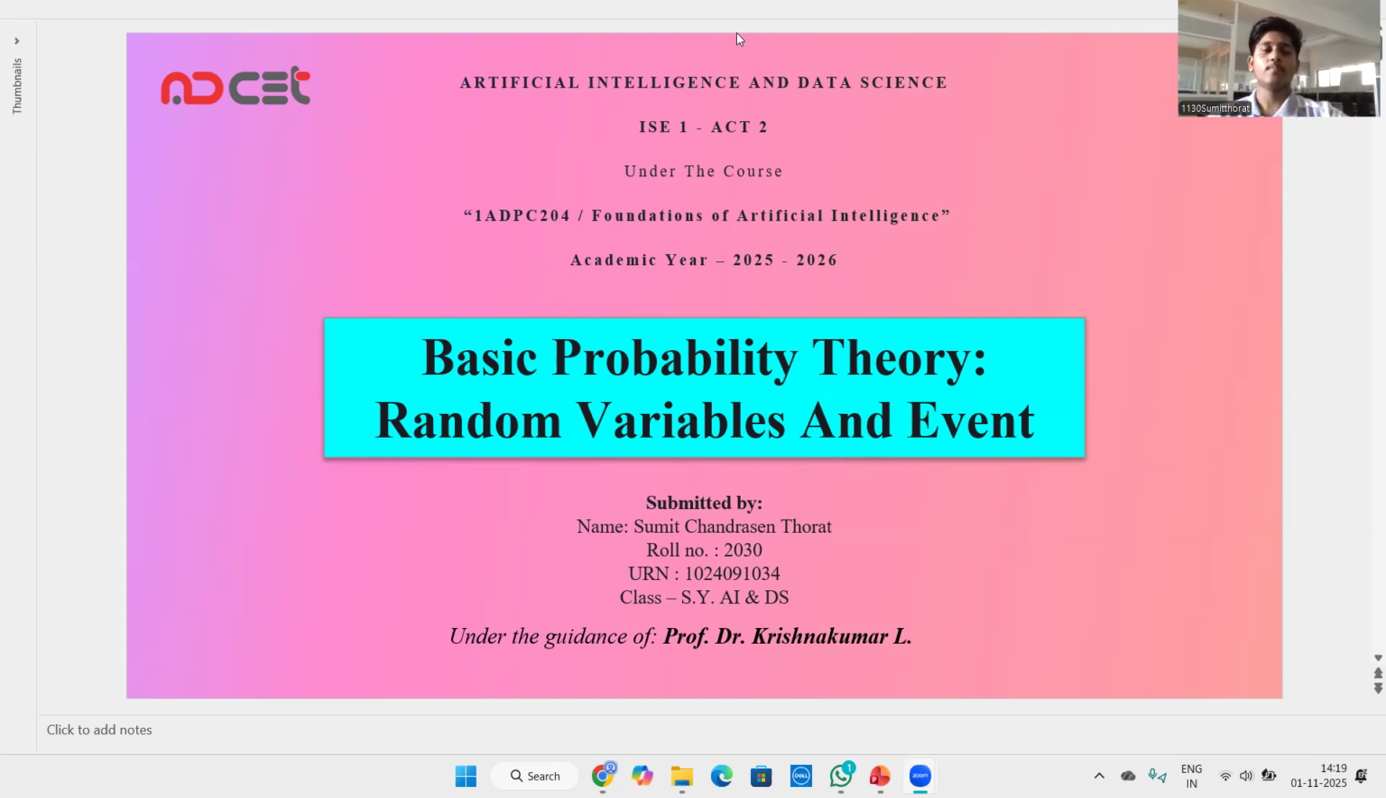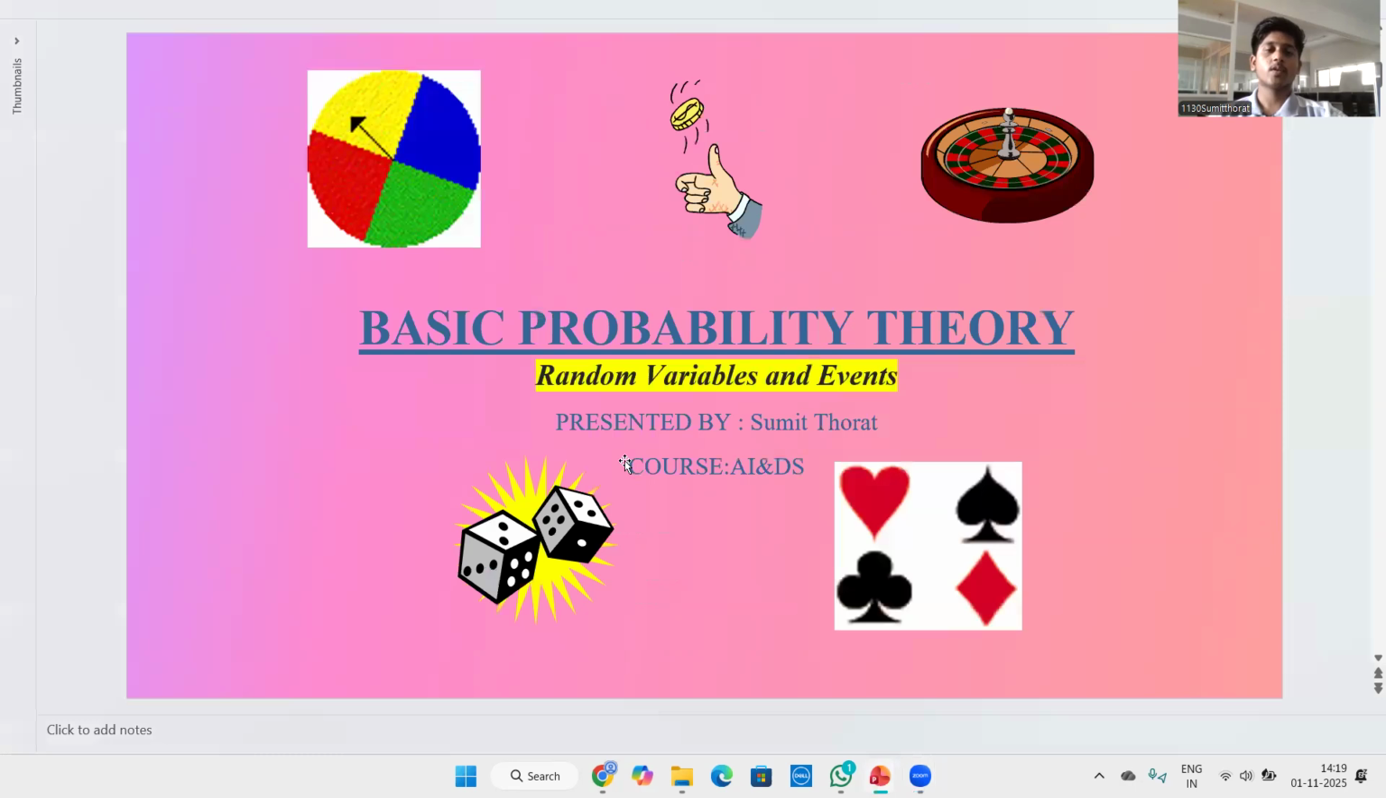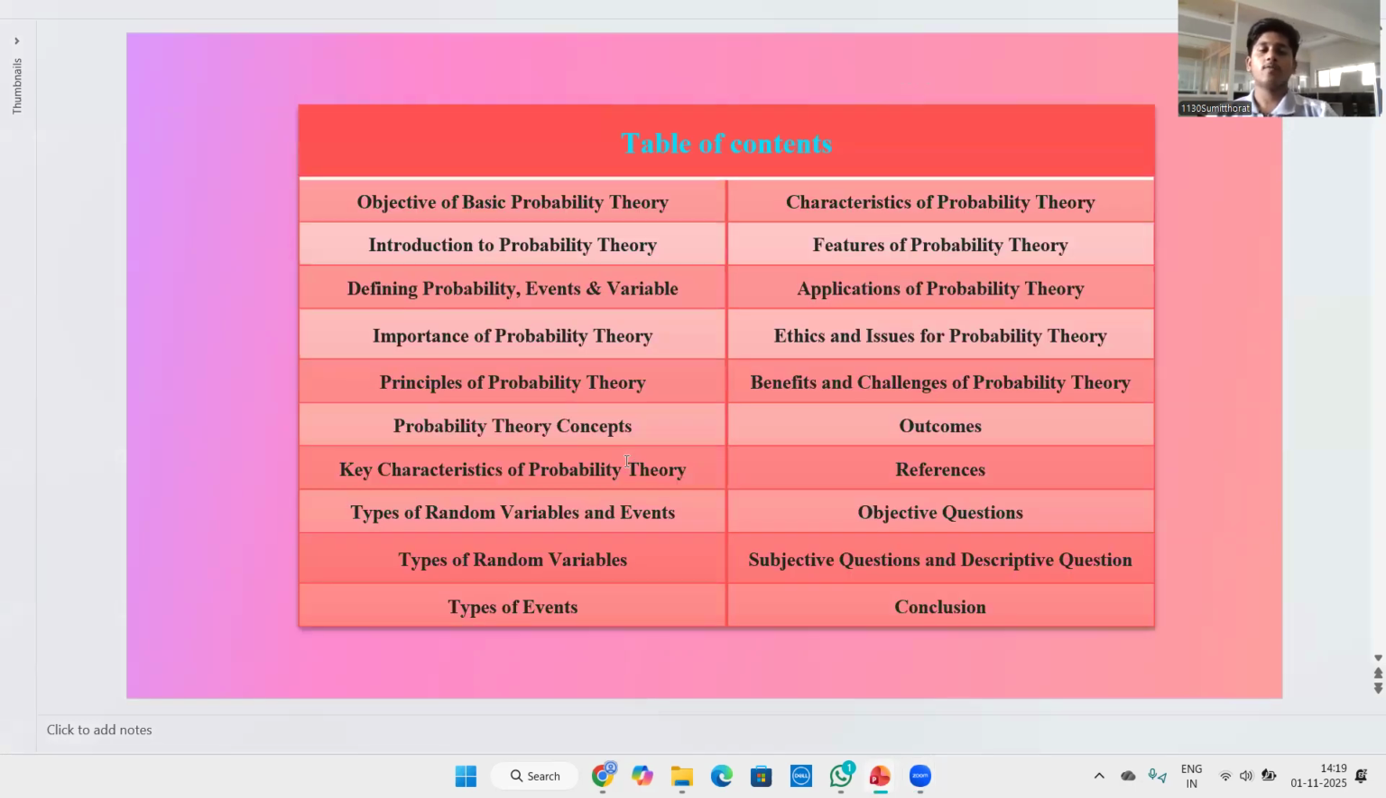Next, we see the table of contents. In this, we will see objective, introduction, definition, importance, principles, probability, key characteristics, types of random variables and events, outcomes, reference, objective questions, and conclusion, etc.